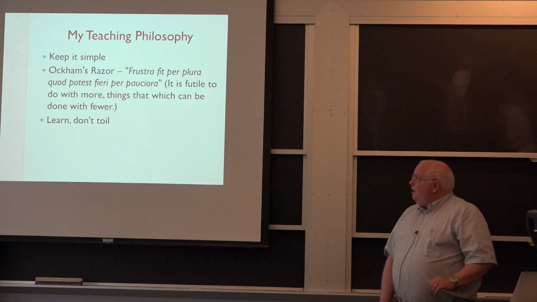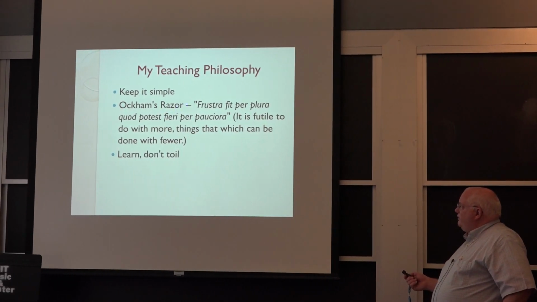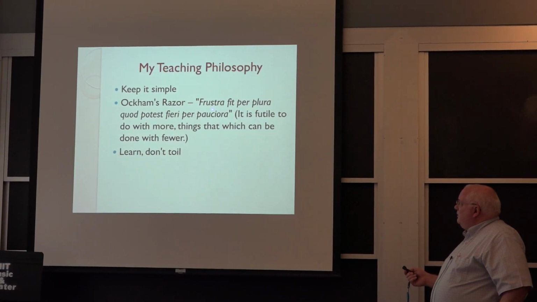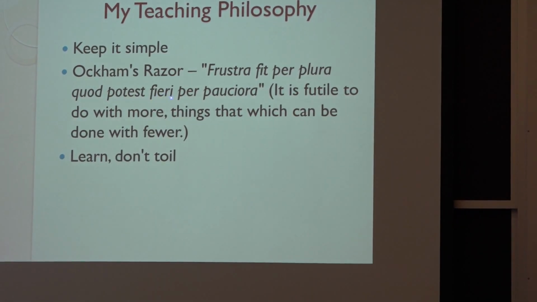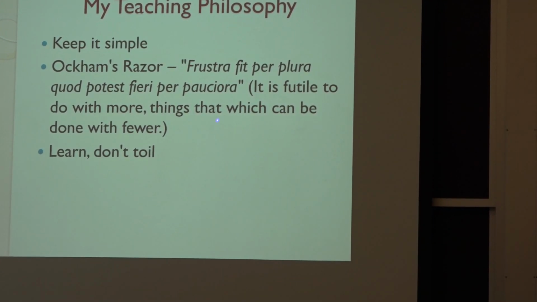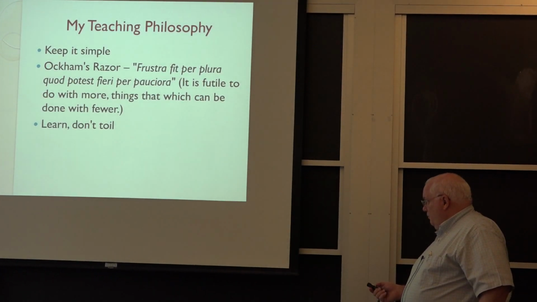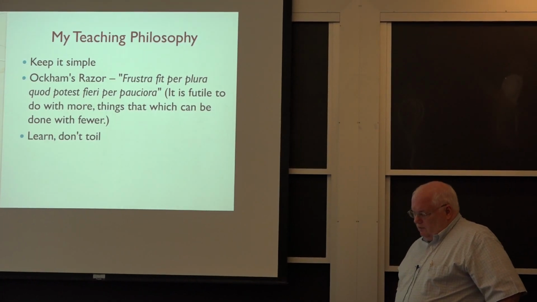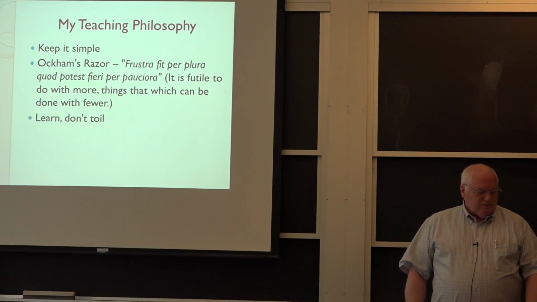So the first rule is keep it simple. This is also known as Occam's razor. The Earl of Occam, back in the 1300s or whatever, said in Latin, frustra fit per plura quod potest fieri per pauciora, or something, which means it is futile to do with more things that which can be done with fewer, which is a complex, non-simple way to say keep it simple. Or some people call it the KISS principle, keep it simple, sir. And so the philosophy here is let's try to learn things and not toil about things, okay?